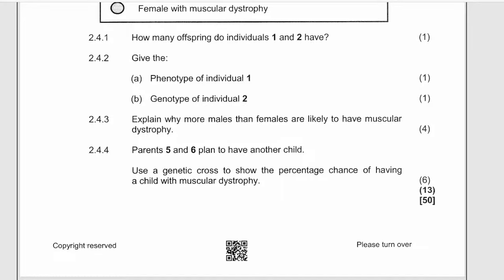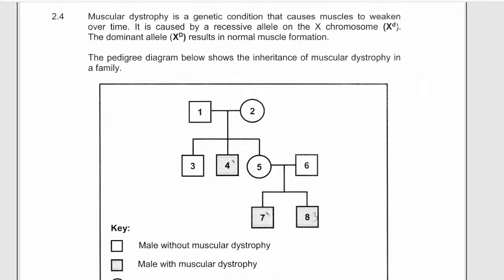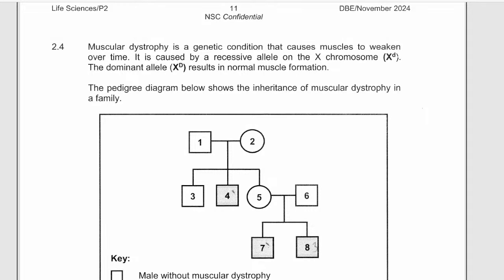Explain in words. I want to see how far. Question 2. Muscular dystrophy is a genetic disorder condition that causes muscles to weaken over time. It is caused by a recessive allele on the X chromosome. Yes, recessive allele, meaning the dominant allele is this, resulting in normal muscle functioning.